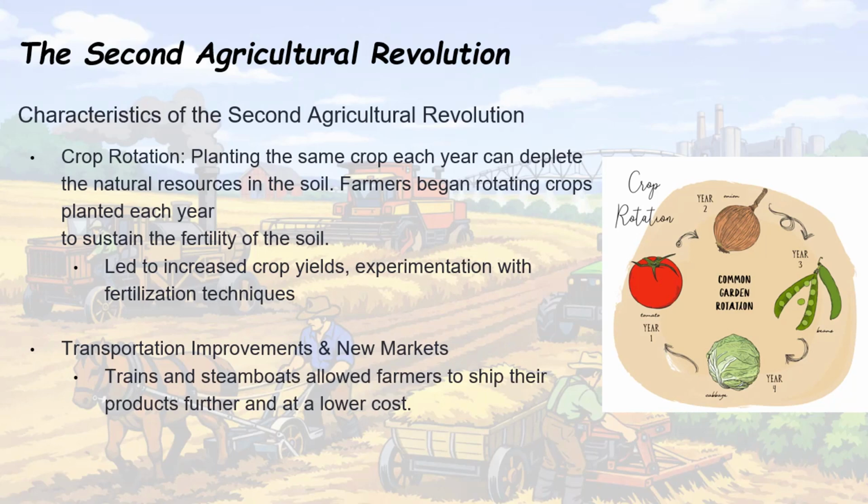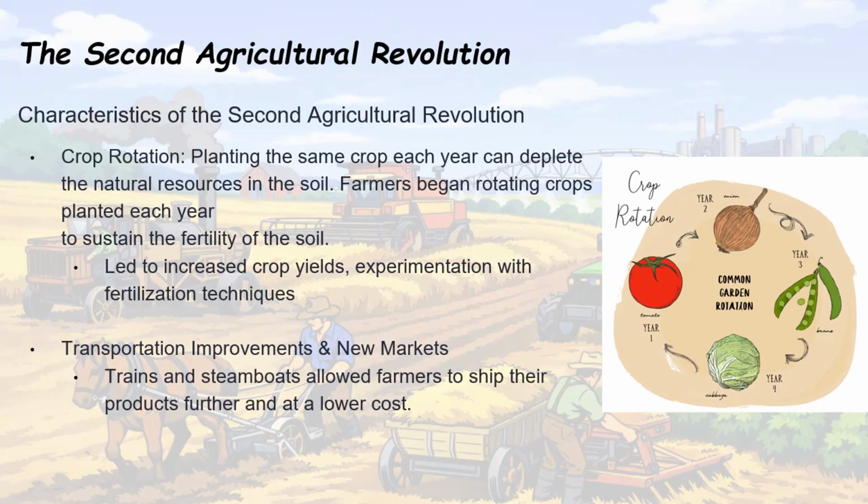Then transportation enters the chat. Trains and steamboats allow farmers to ship products farther and at a lower cost. That means access to new markets. Farming is no longer just local. It becomes regional and even global. Agriculture is officially connected to industrial systems and trade networks.